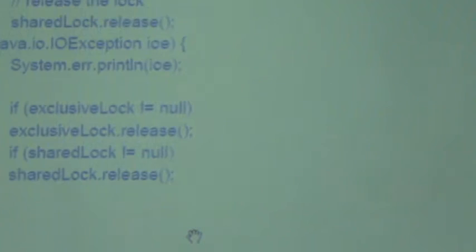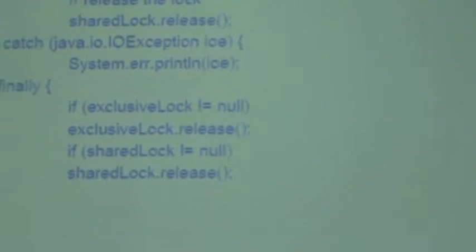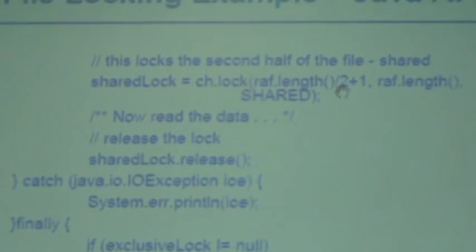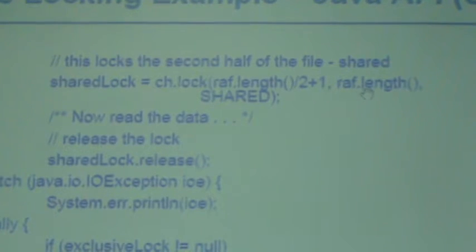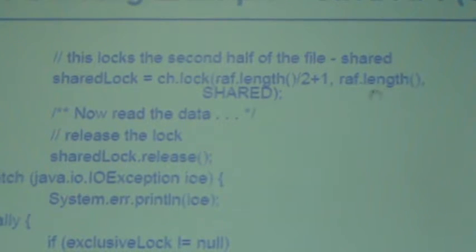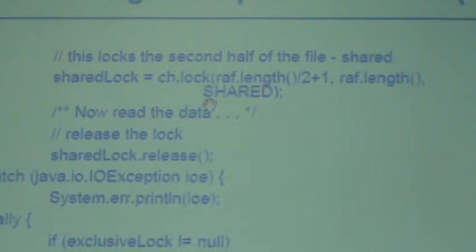Also, you can create a shared lock. It's the same, just a different parameter, because we want to lock the second half of the file. So we start from the second half and go to the end, and the length of the file. The third parameter, shared, is true. When it's true, it will be the shared lock. So we can do whatever we want here, and after we finish, we will release the lock.